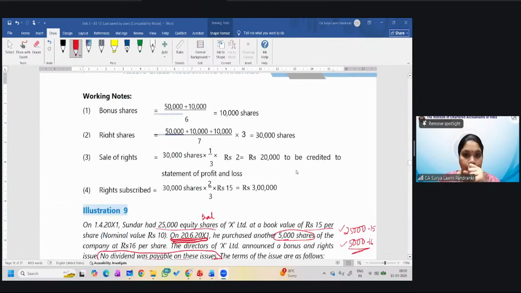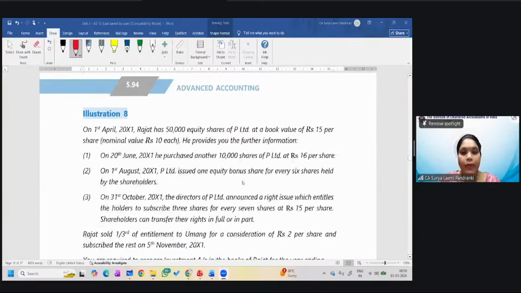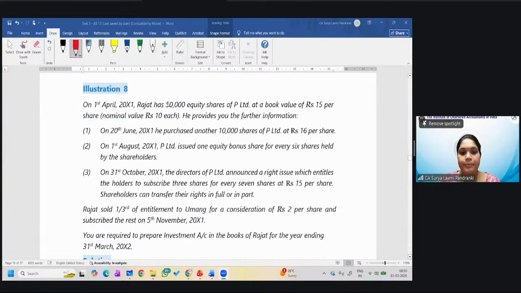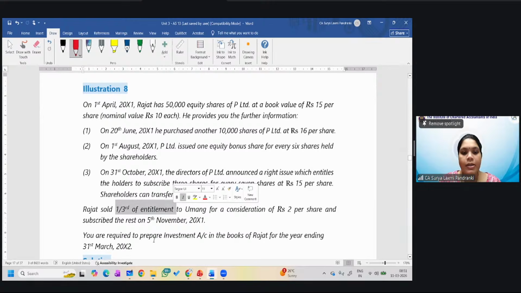So I told you I'll not do the eighth one. Look at the eighth question once. It's almost the same. You will have an opening balance of equity shares. Then you have a purchase made in between. Later an equity bonus was there. Then you have a rights issue, and the rights issue entitlement was sold to someone else. You just have to prepare the investment account. In this, you don't have dividends, and the sale also is not there. That's why I didn't do this question.